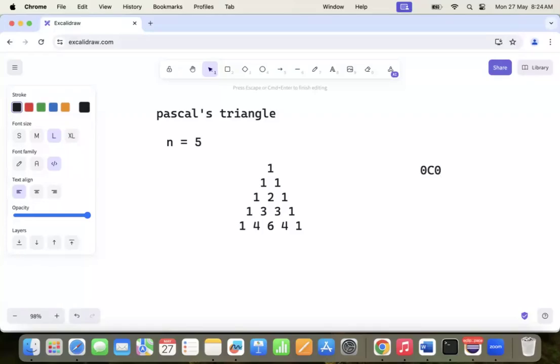You know NCR, right? There is a mathematical formula for NCR: n factorial divided by n minus r factorial into r factorial. We should apply the NCR formula. This is 0C0, and the value of 0C0 is 1. Anything C0 is 1. For example, 0C0, 1C0, 2C0, 4C0, 10C0: anything C0 is 1.